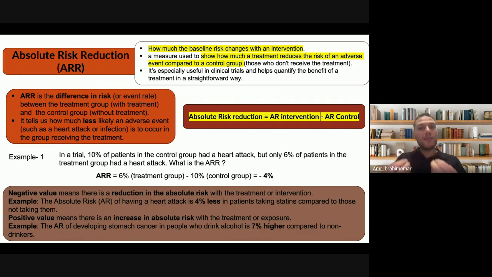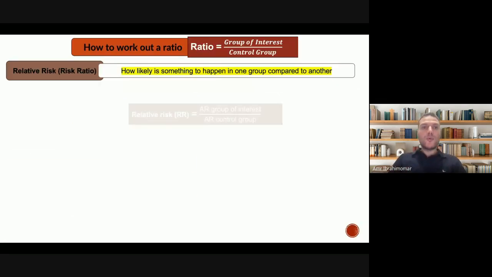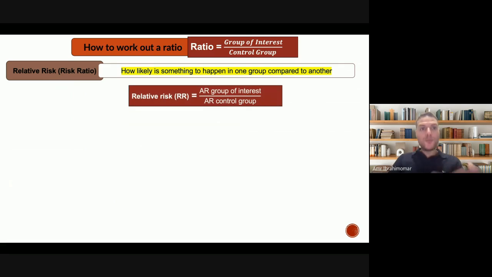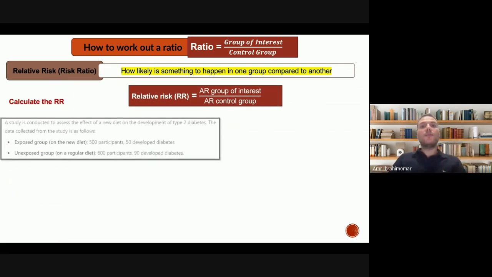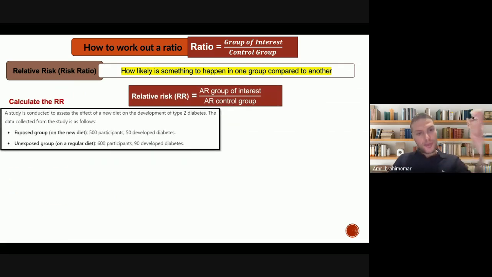We are trying to make it very simple, very easy for you. All right, so for the risk ratio or relative risk, you are dividing the absolute risk of intervention over the absolute risk of control.